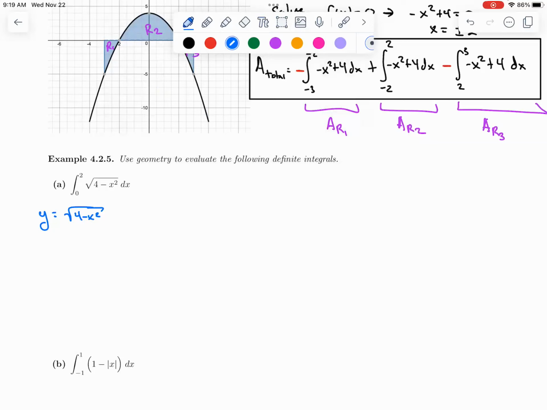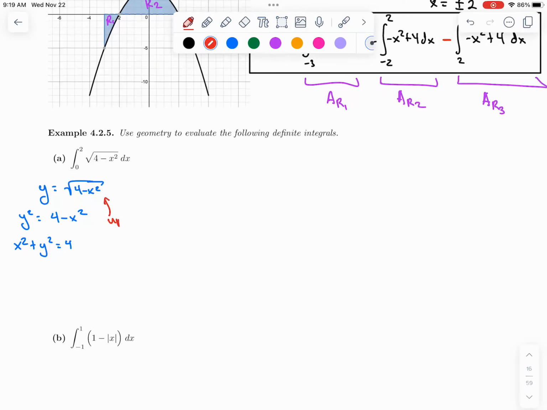We talked about it a long time ago in 2.5. Maybe if I squared it on both sides, and then moved the x squared over. It's a circle with radius 2. But it's the upper half of the circle because it's the positive square root. The negative square root gives us the lower half of the circle. So it's the upper half of a circle.